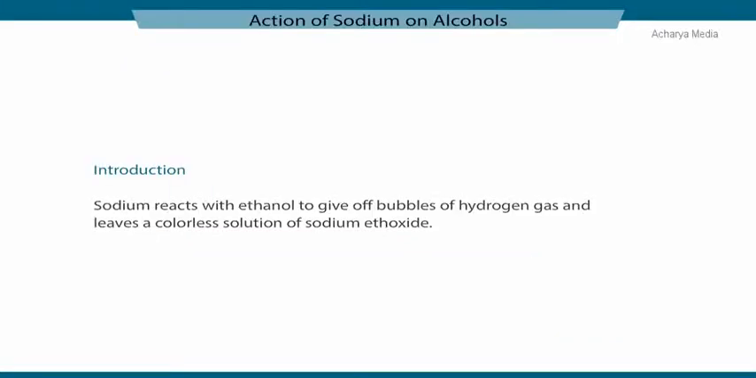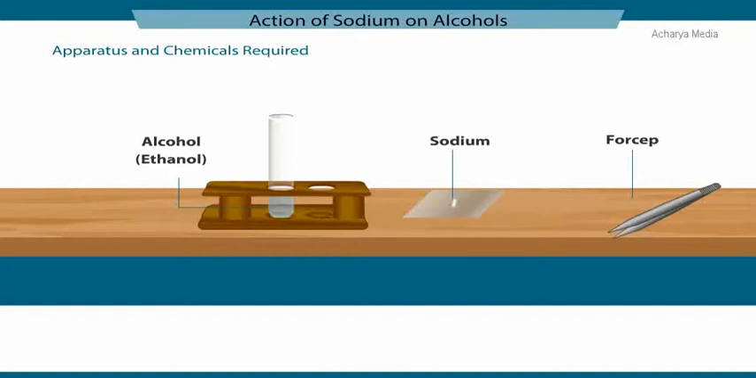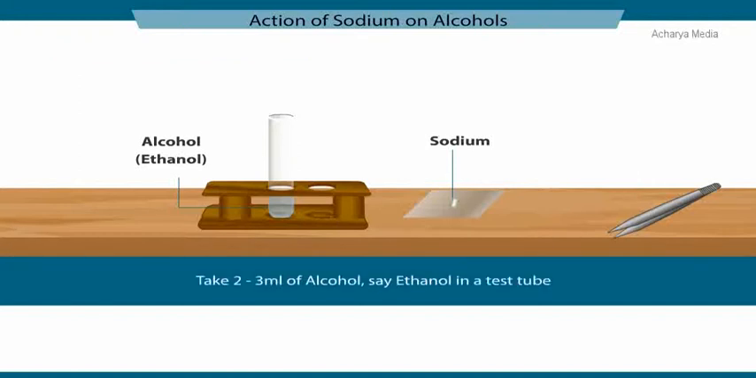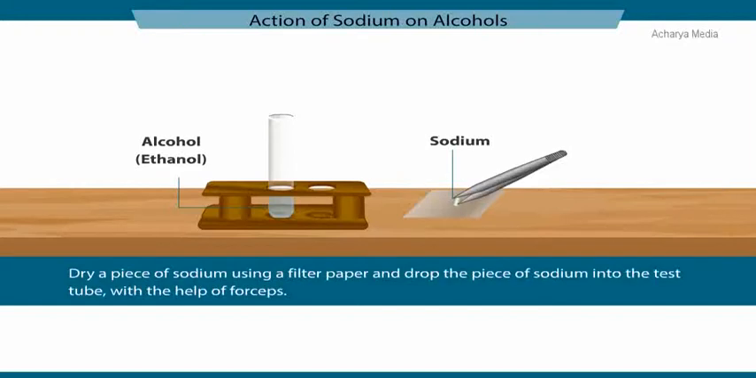Action of sodium on alcohol. Sodium reacts with ethanol to produce bubbles of hydrogen gas, leaving a colorless solution of sodium ethoxide. To test the action of sodium on alcohols, you need ethanol in a test tube held in a stand, sodium metal, and a forceps. Take 2 to 3 milliliters of alcohol in a test tube.